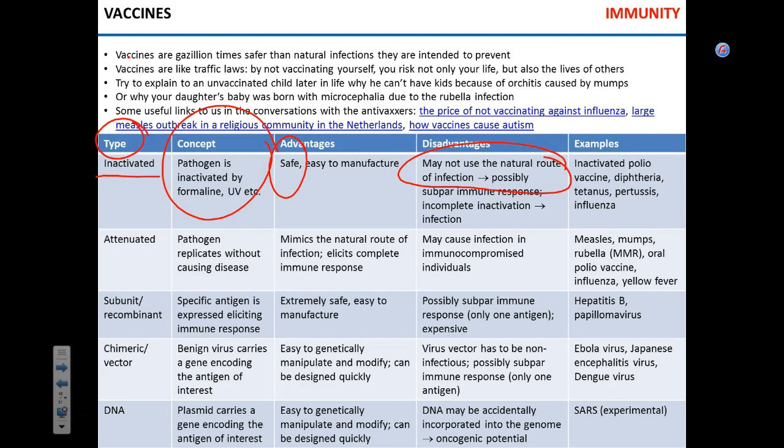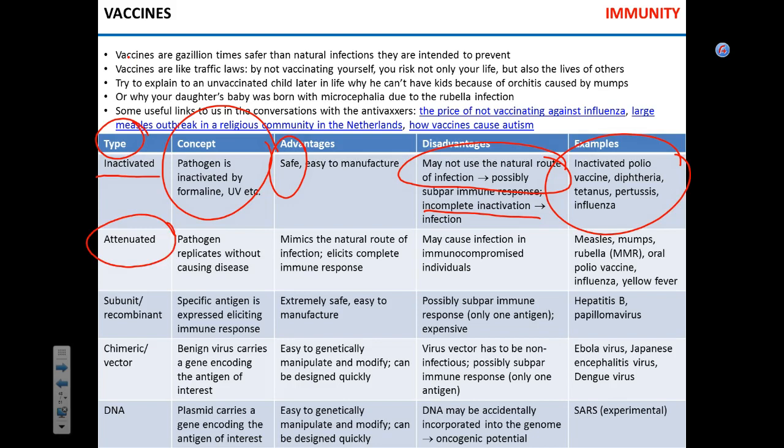As I mentioned, incomplete inactivation, theoretically possible. The only case that I know is that Cutter incident. Examples: DTaP, inactivated polio, the one that is given to kids in the United States. Flu, typical flu, the injectable flu vaccine. Does that make sense? So far, we're good.